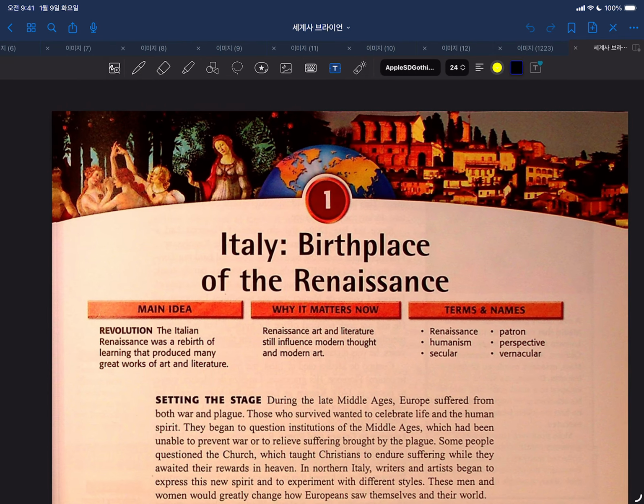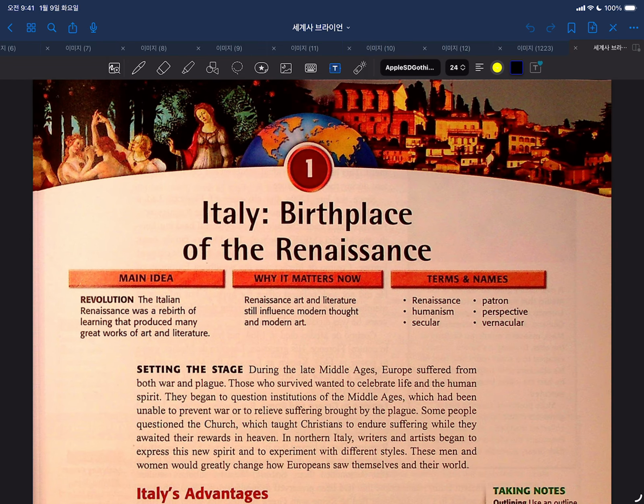Italy, birthplace of the Renaissance. Main idea, revolution. The Italian Renaissance was a rebirth of learning that produced many great works of art and literature. Why it matters now? Renaissance art and literature still influence modern thought and modern art. Terms and names: Renaissance, humanism, secular, patron, perspective, vernacular.